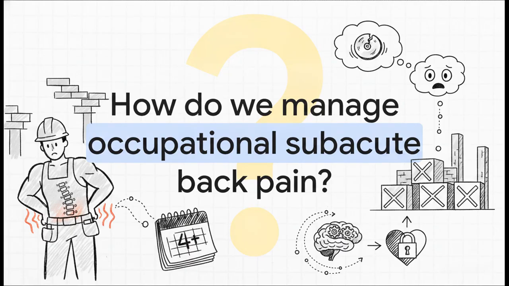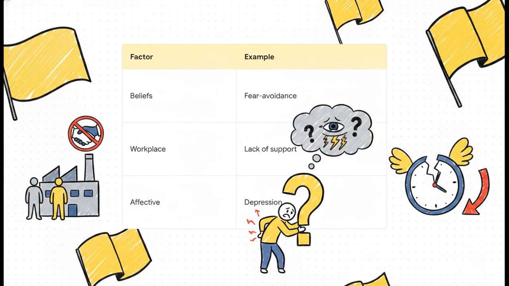He is back at the job site, but he's terrified to lift anything because he's convinced he's going to blow out a disc. How do we manage this occupational subacute pain? Well, at this stage, the clinical picture usually shifts. It's less about purely physical tissue healing and becomes a massive psychological and behavioral challenge. This is where we need to be on high alert for psychosocial yellow flags.